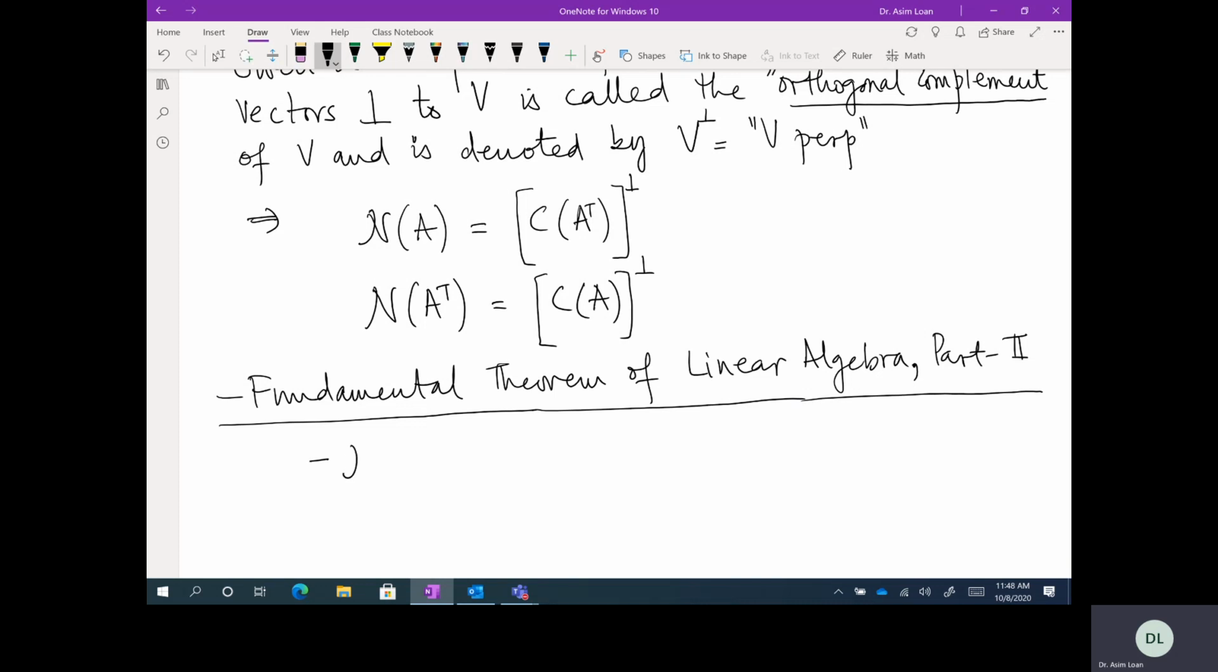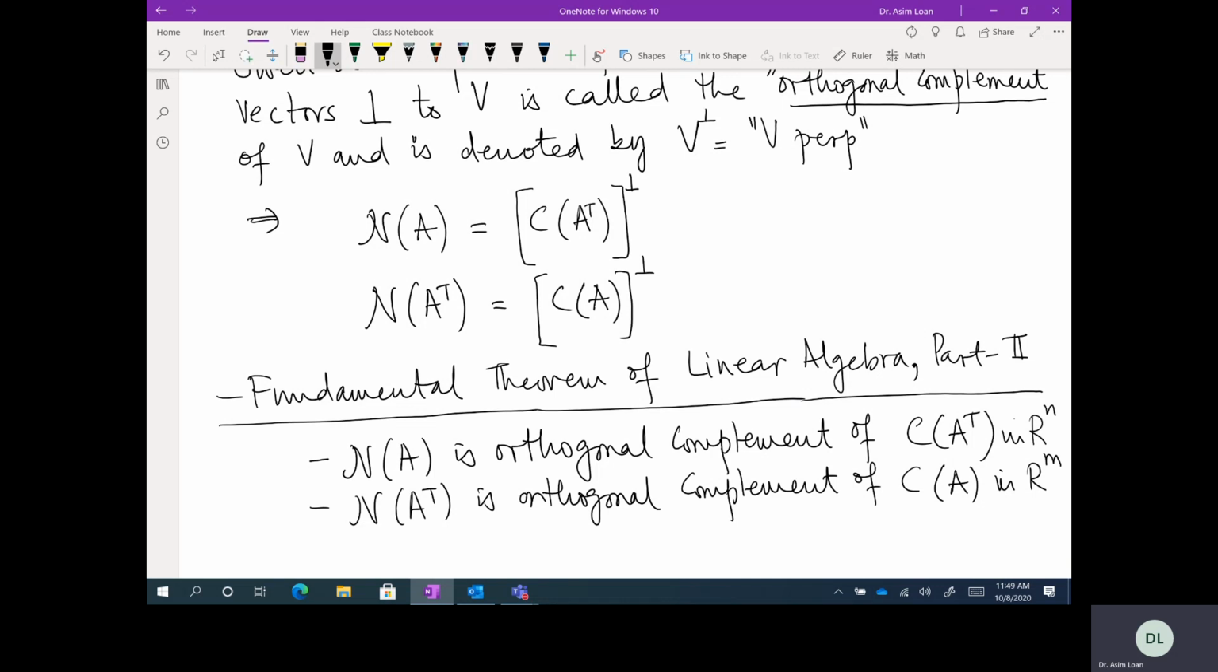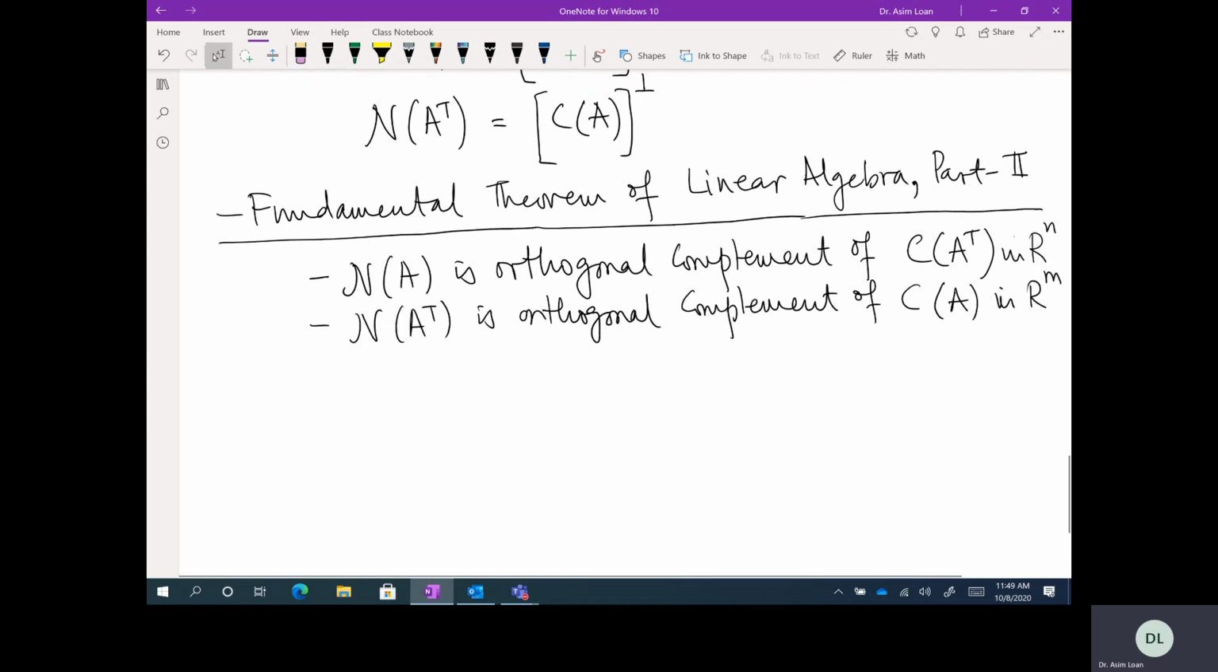And this is the null space of A is orthogonal complement of row space of A in Rn, and the left null space of A is orthogonal complement of column space of A in Rm. Now this is what I've been talking about since lecture 1.